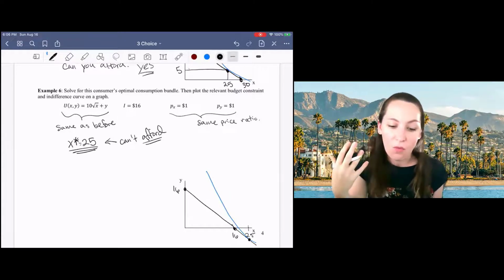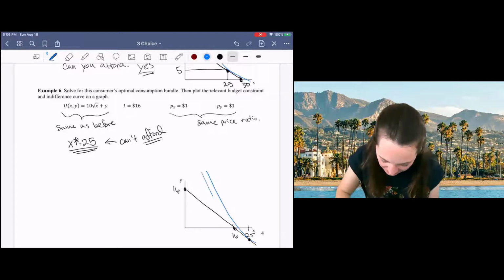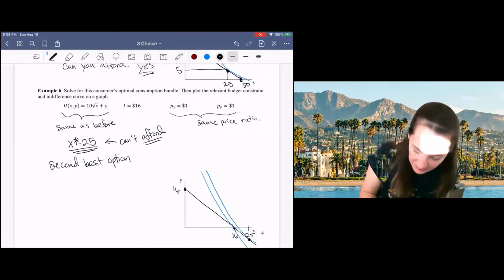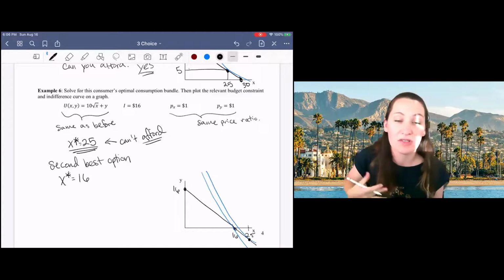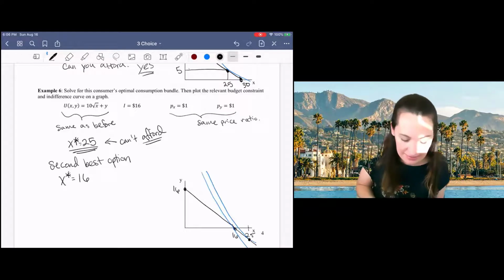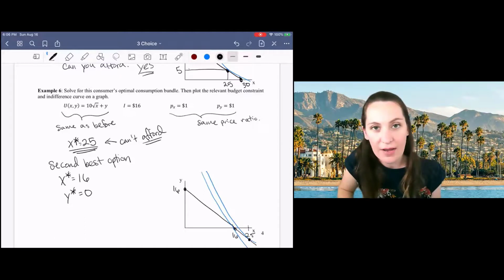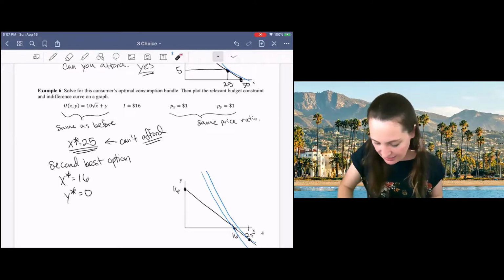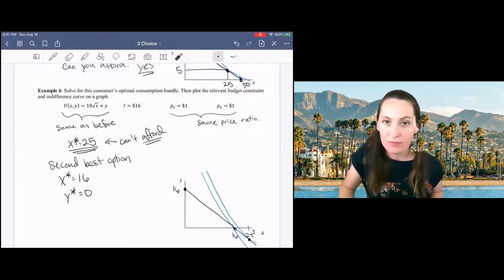So what we have here is a situation where the second best option is this corner solution where we spend all of our money on x, which is going to work out to be 16 units of x, and we spend no money on y. We get no consumption of y. That's as close as we can get to this optimal point down here without being impossible.